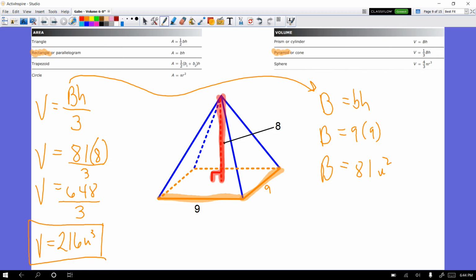So if we were to think about its prism counterpart from which this pyramid was created, then we would take 3 times this amount and we'd have basically almost a cube, since we have 9 by 9 by 8.